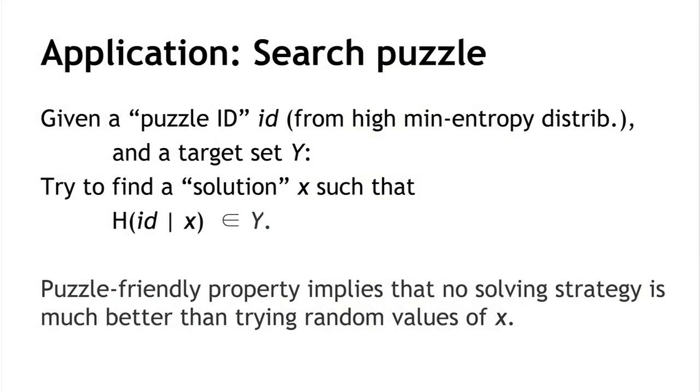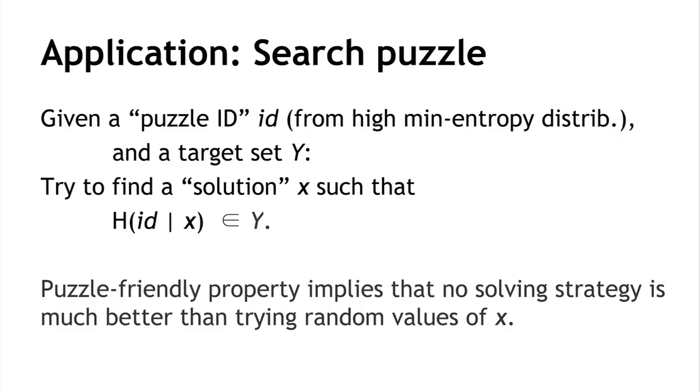To be more specific, the idea is that if we're given a puzzle ID, which is chosen from some high min-entropy distribution, that is some very spread out probability distribution, and we're given a target set y, which someone wants to make the hash function fall into, then we want to try to find a solution x, so that if we hash the puzzle ID together with the solution x, we get a result that's in the set y. So y is a target range or set of hash results that we want. The puzzle ID specifies a particular puzzle, and x is a solution to the puzzle.